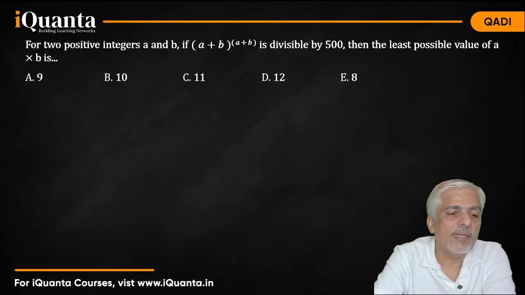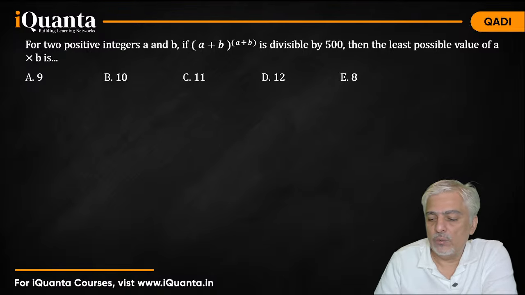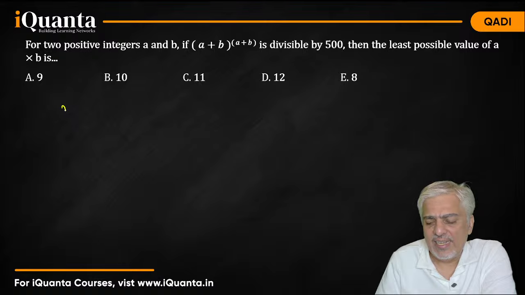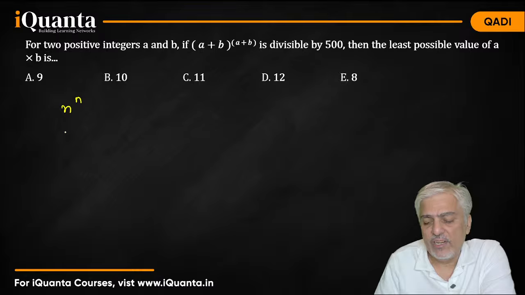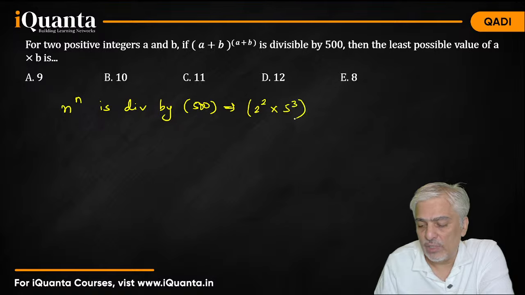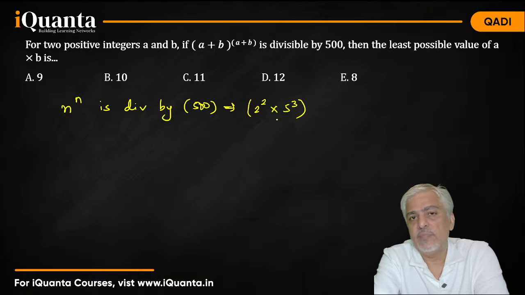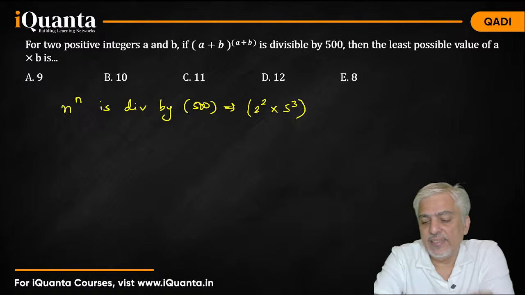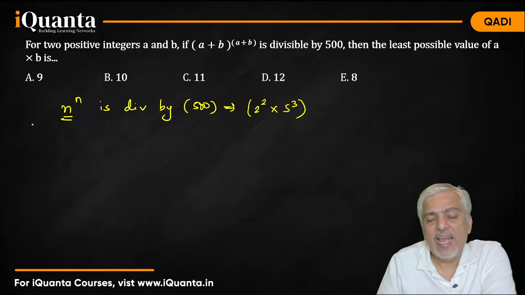Okay, let me explain. Now, if I call a plus b as n, if n raised to n is divisible by 500, what is 500 made up of? If you look at 500, it is made up of only 2's and 5's. I think it will be 2 raised to 2 and 5 raised to 3, right? It is made up of only 2's and 5's. That means my base has to have a 2 and 5.